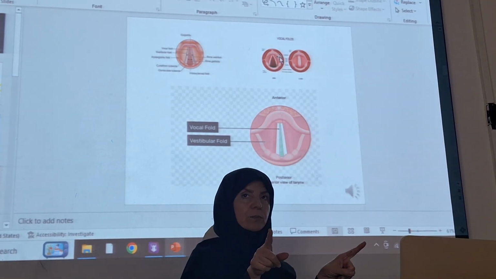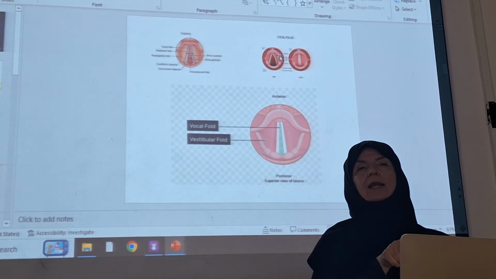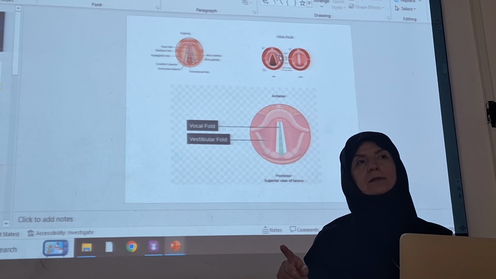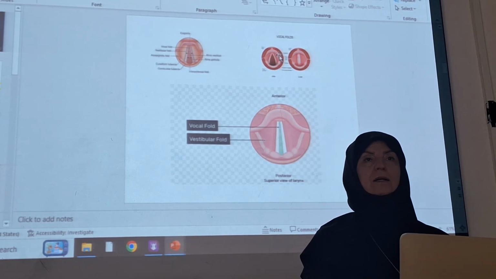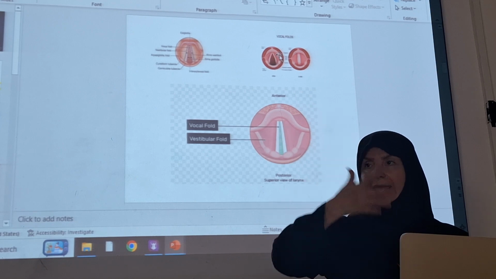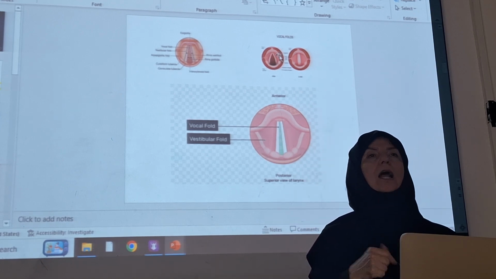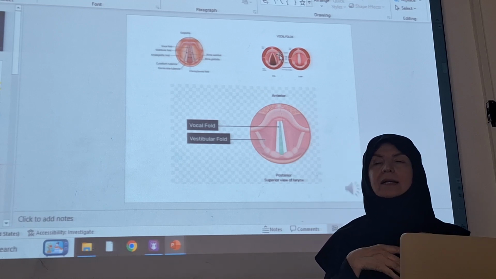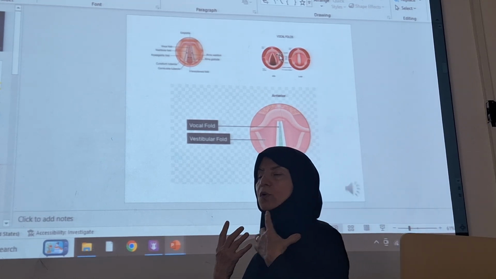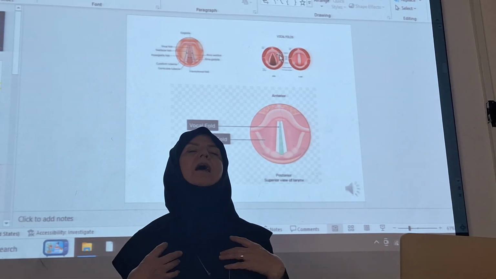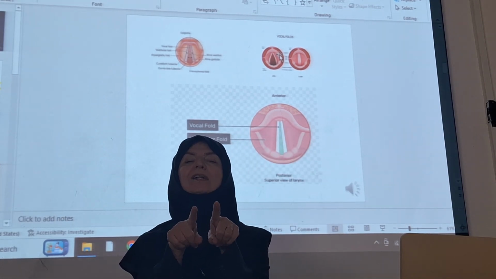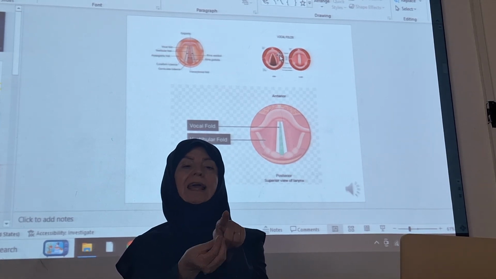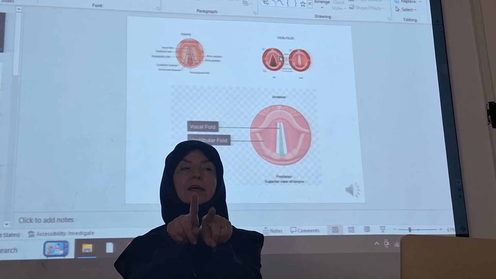When the vestibular ligaments or vocal ligaments are far from each other, that is when breathing, because you need to pass the air. This passing of air goes to the lung. Now, when you want to speak, what happens to the vocal ligaments? They close to each other, and the air passes and vibrates them, making the voice.